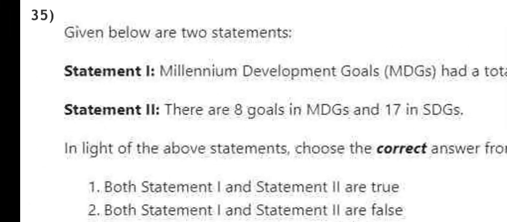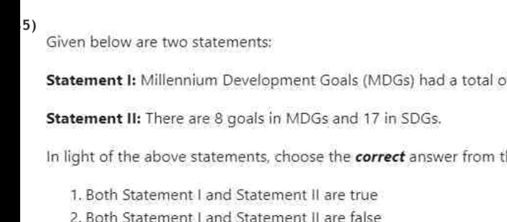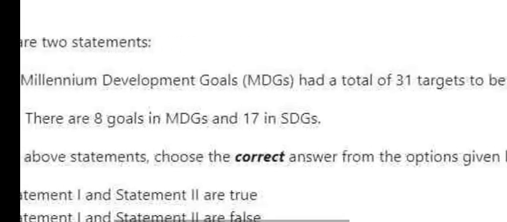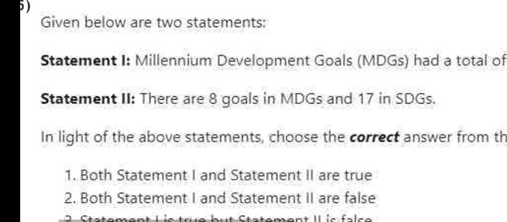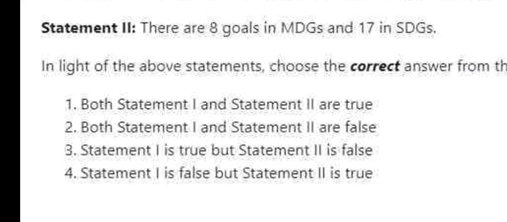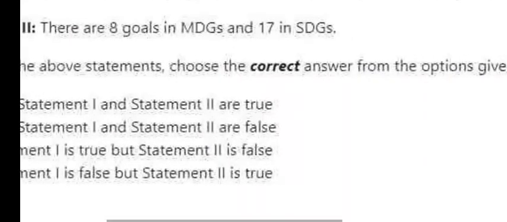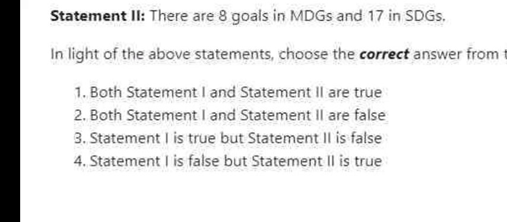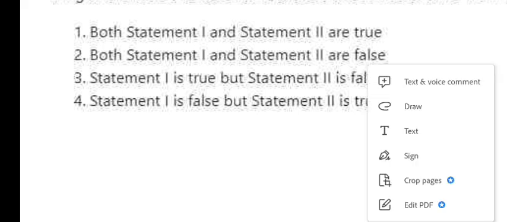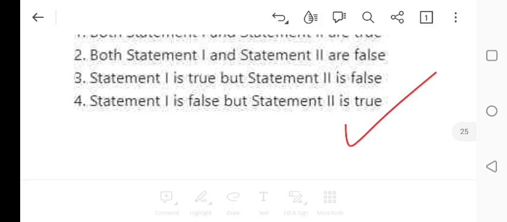Next question says, given below are two statements. One says Millennium Development Goals, in short MDGs, had a total of 31 targets to be achieved by 2015. Two says there are 8 goals in MDGs and 17 in SDGs. In light of the above statements, choose the correct answer from the options given below: 1 and 2 are true, 1 and 2 are false, 1 is true and 2 is false, 1 is false but 2 is true. So it will be 1 is false but 2 is true. So number 4 will be correct for us.